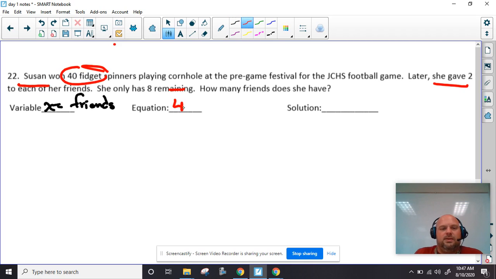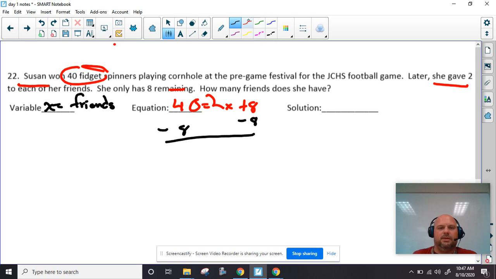All right. So we have 40 fidget spinners. She gave 2 to each of her friends. So 2 times x. And then she had 8 remaining. That's how it works out. Kind of simplistic. I love it. I'm a simple person, believe it or not.